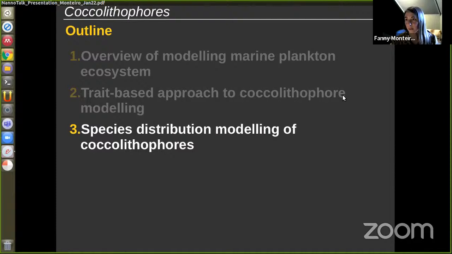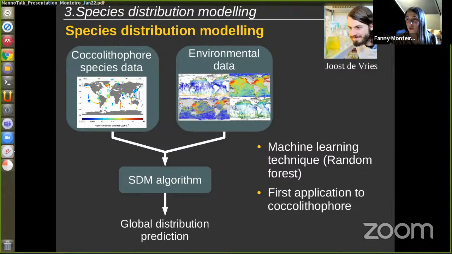This is the third part of my talk, species distribution modeling, which is a statistical method to represent the distribution of individual species. And this is thanks to the work of my PhD student, Joost de Vries. What we did was the first application of a species distribution model to coccolithophores.